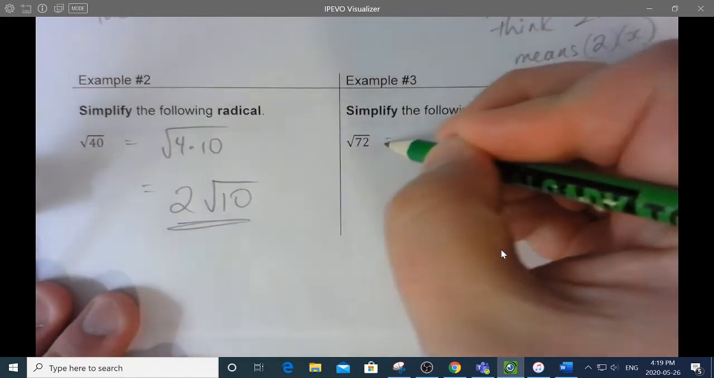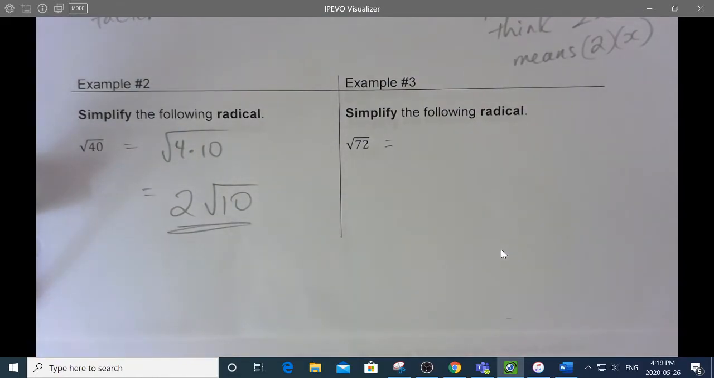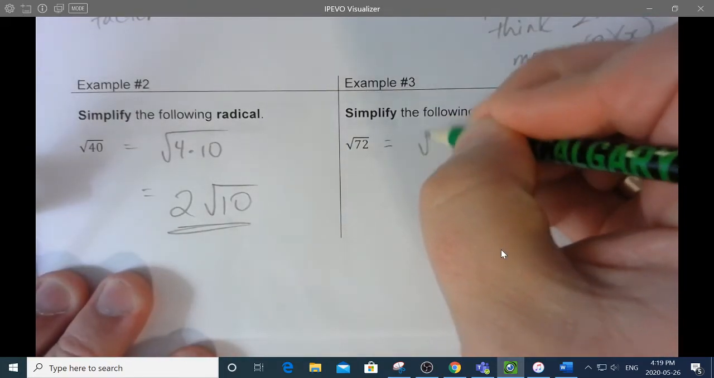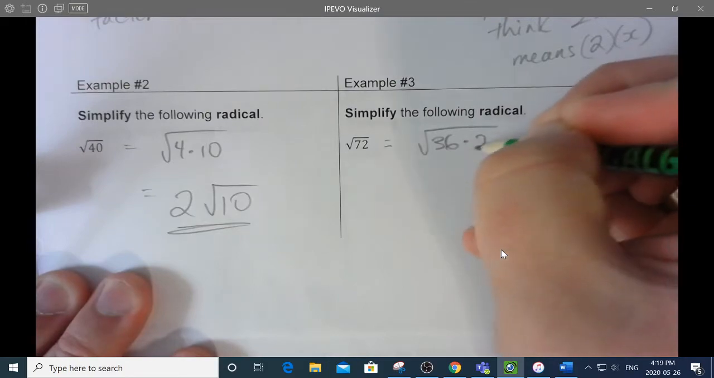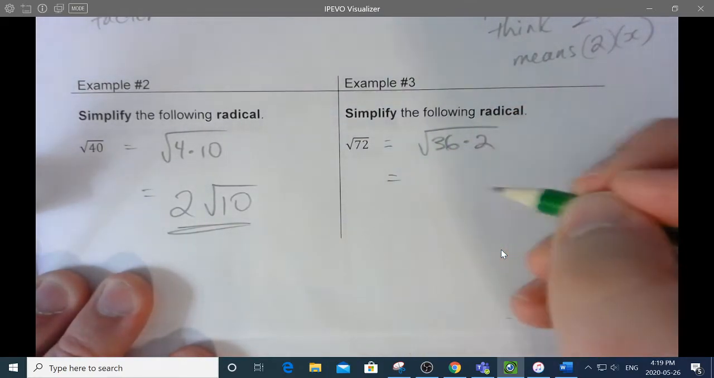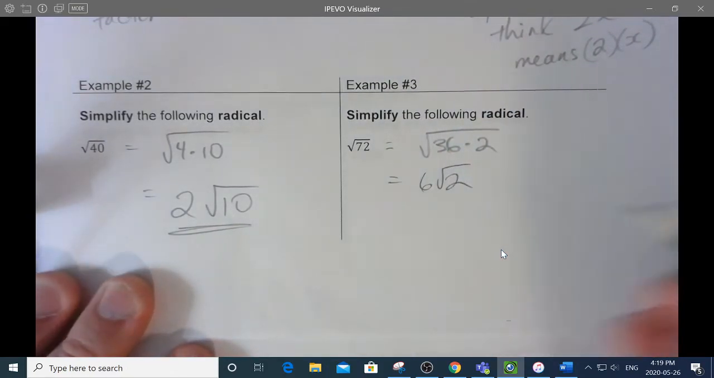All right. If you didn't get root of 40, pause the video and try root 72. Did you get that the biggest perfect square in that number is 36? So this is the square root of 36 times 2, which is equal to 6 root 2.